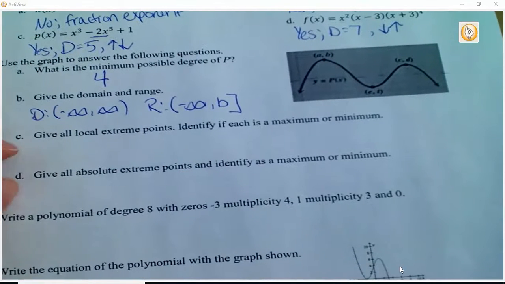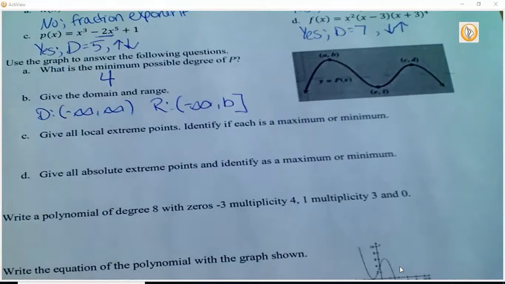Okay, I want you guys to look at C and D. See if you can answer those two questions on your own.